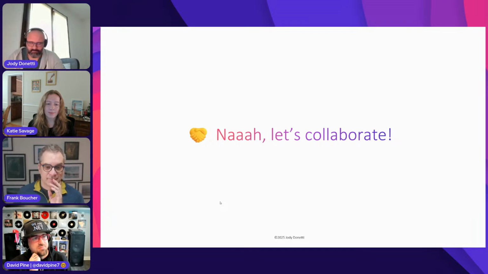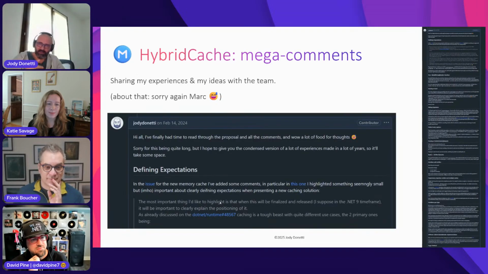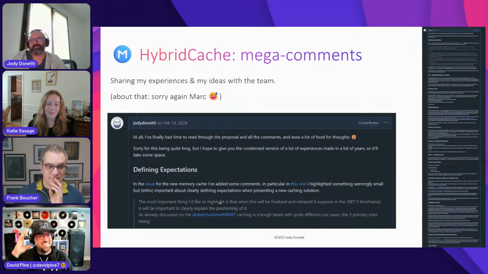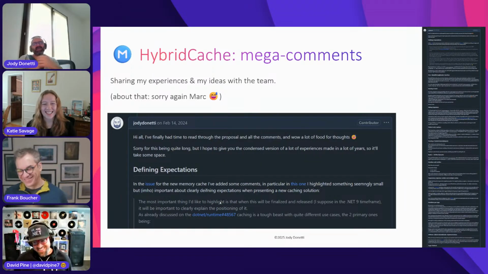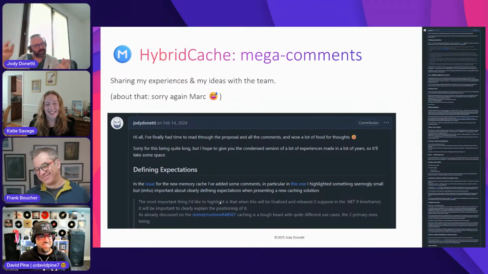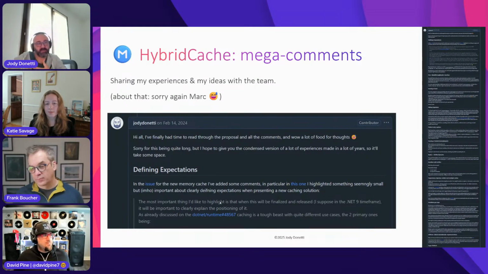So let's collaborate. What I did, and again, sorry, Mark, I use the opportunity to say that every time. I decided to collaborate in a way. I haven't written any code for HybridCache, but I wanted to chip in and share my experience in caching in general, and with FusionCache in particular as a project. I suggested some changes in some cases. In other cases, I would say, cool, good choice, and some inspiration and stuff like that.